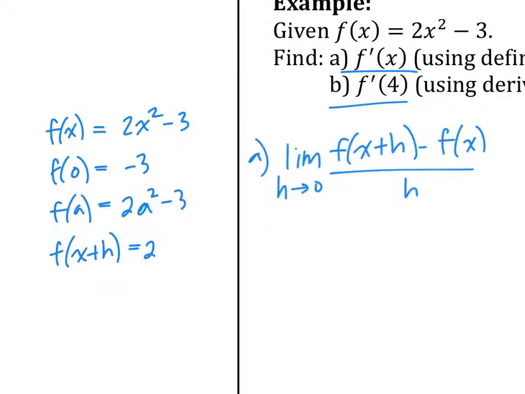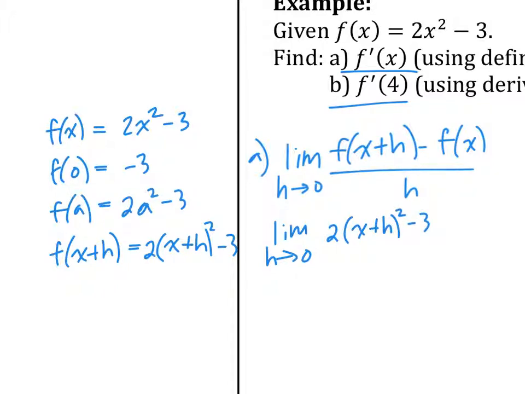2 minus 3. Okay, so that's what we need to do to plug into here. So that's what it's saying. Plug x plus h into x, into that function. Okay, don't lose your limit. Your limit is very important. You gotta keep that there. Okay, so 2 times (x plus h) squared minus 3. Okay, that is f of x plus h.